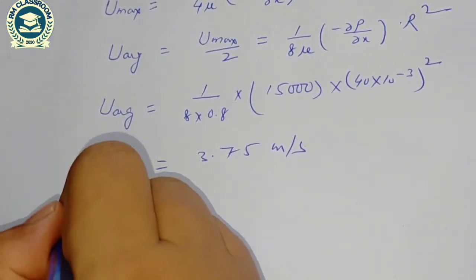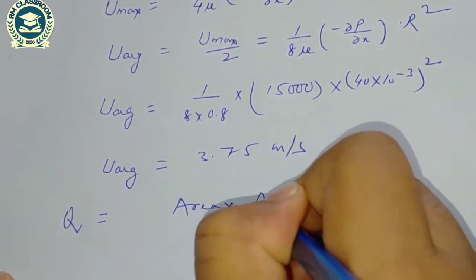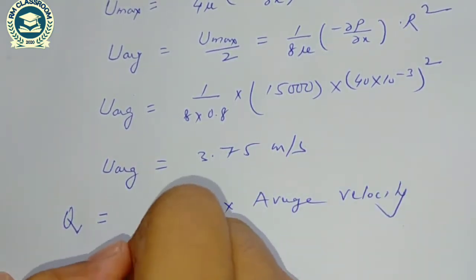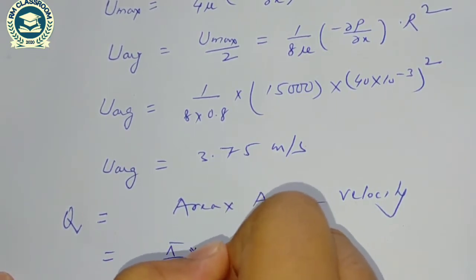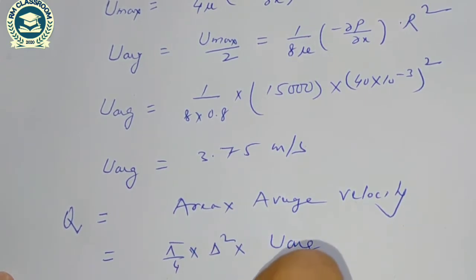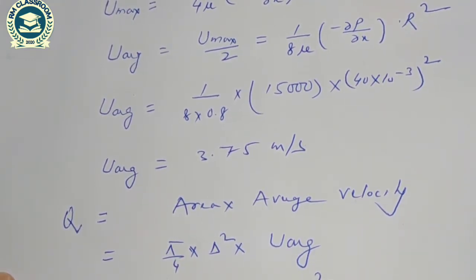So rate of flow can be computed. Let Q be the discharge, so area into average velocity. Area is pi by 4 into d square into average velocity. So pi by 4 into diameter is 80 into 10 to the power minus 3 whole square into 3.75. So the discharge is coming in meter cube per second is 0.01884 meter cube per second.